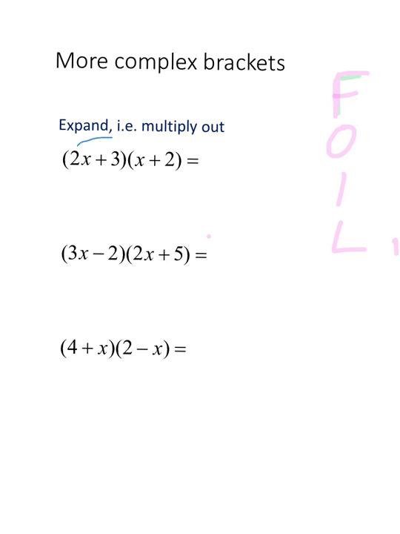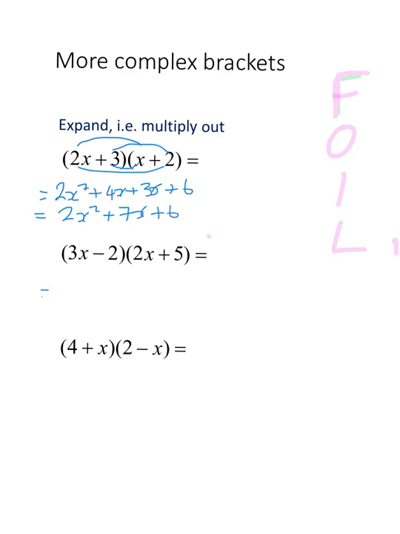So two first terms. So I would have 2x squared, two outer terms. So that would give me plus 4x. Two inner terms plus 3x. And the two last terms plus 6. Which would simplify down to 2x squared plus 7x plus 6.